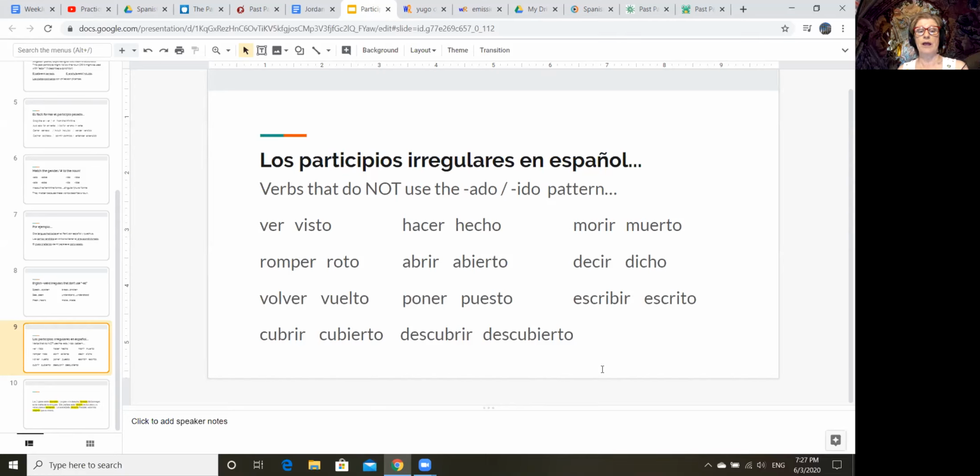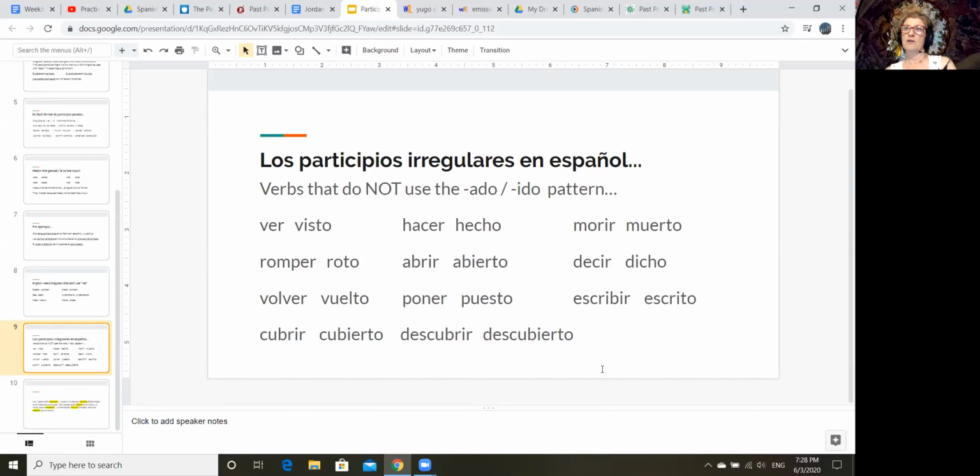Romper, to break. The participle doesn't look anything like romper except for the RO. Roto, rota, rotos, rotas. Volver, to return, like to a place. Vuelto, vuelta, vueltos, vueltas. Cubrir is cubierto. So covered. Cubrir, cubierto, cubierta, cubiertos, cubiertas.